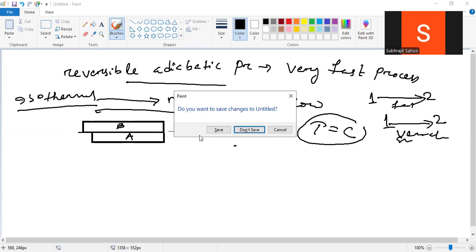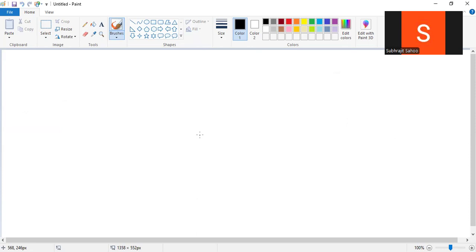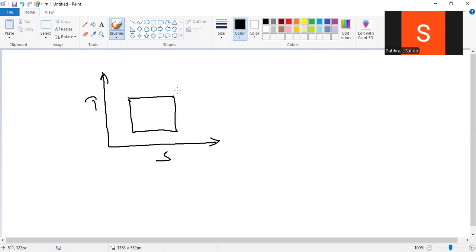One minute. So in the reversed Carnot cycle, there are four processes. This is the TS diagram, and I will draw it. The processes are 1 to 2, 2 to 3, 3 to 4, and 4 to 1. This one and this one are called isentropic processes, or reversible adiabatic. And this one is called isothermal.